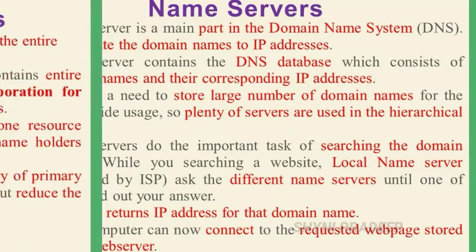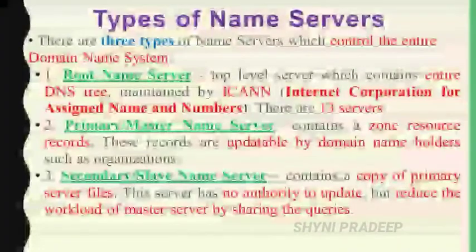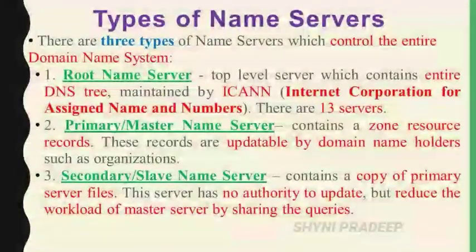Next, see the types of name servers. There are 3 types of name servers used to control the entire domain name system: root name server, primary or master name server, and secondary or slave name server. The root name server is the top level server which contains the entire DNS tree, maintained by ICANN, Internet Corporation for Assigned Names and Numbers. There are 13 servers. These are the root name servers.